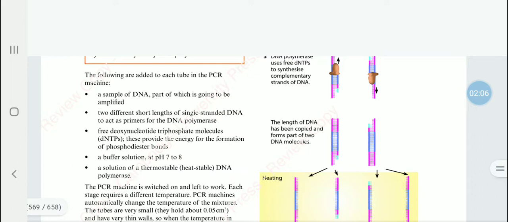So there should be two different short lengths of single-stranded DNA, and those are going to be the primers for the DNA polymerase. Then there should be dNTPs, that is free deoxynucleotide triphosphate molecules, that would provide the energy to form the phosphodiester bonds. Then a buffer solution of pH 7 to 8 should be there, and a solution of thermostable or heat stable DNA polymerase.